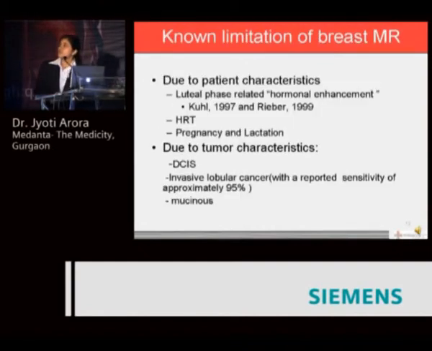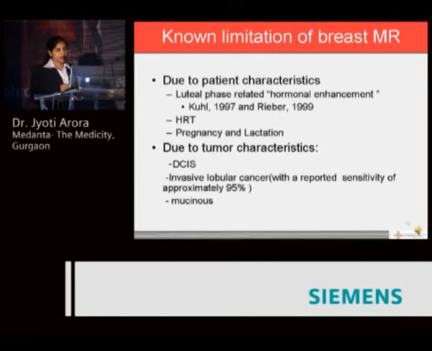What are the limitations of breast MR? These can be divided into two groups, the patient characteristics and the tumor characteristics. We are well aware of the hormonal enhancement that we so commonly see in the luteal phase, in patients on hormonal replacement therapy, and in pregnancy and lactation. Because of this hormonal enhancement, the contrast between the normal background tissue and the tumor is reduced, and that's the reason why we miss lesions, or call them benign.